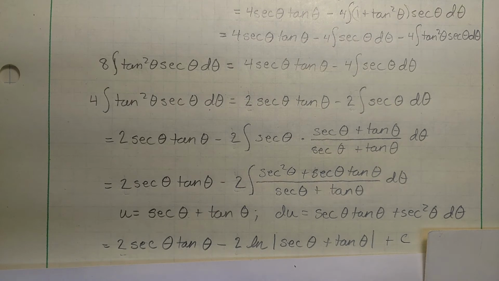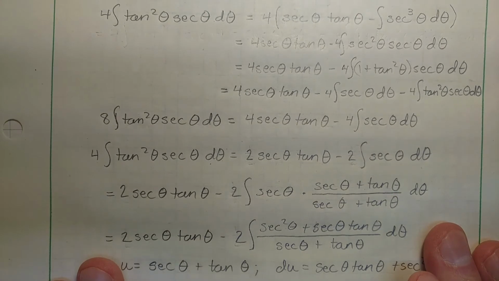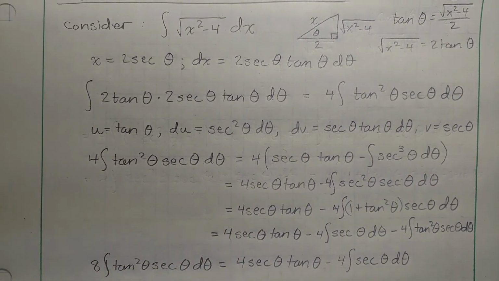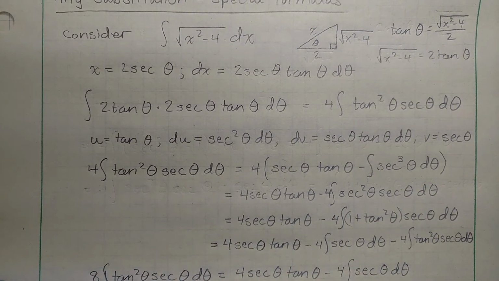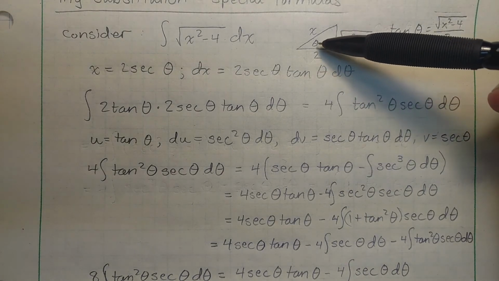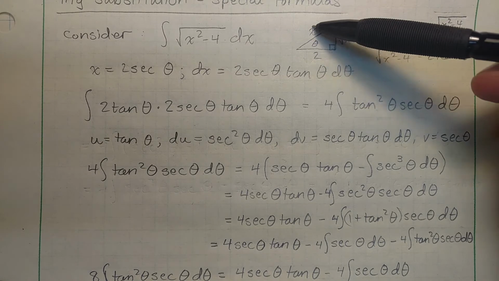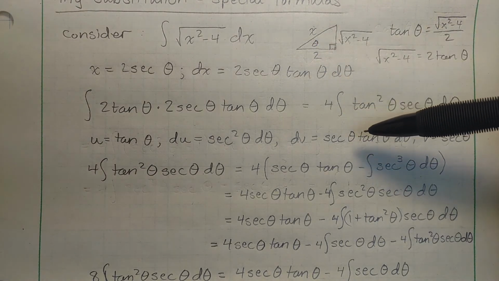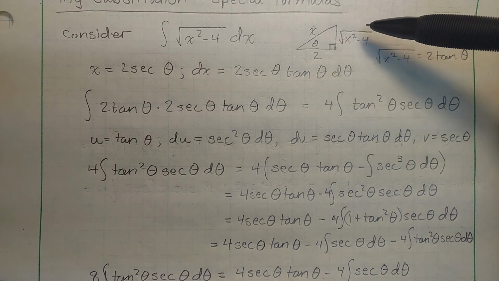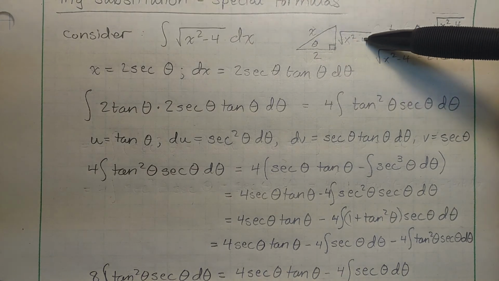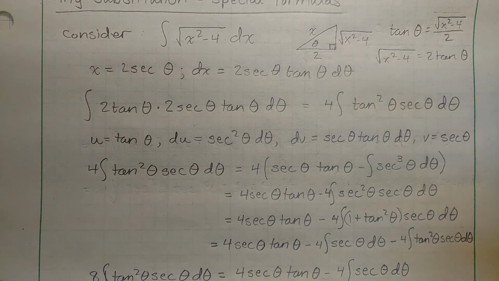So I've got to go back to my triangle and see if I can re-express the secant of theta and the tangent of theta in terms of x. So scrolling this back down so you can see the triangle, notice the secant of theta is going to be x over 2, because that's the reciprocal of cosine. And the tangent of theta is going to be the square root of x squared minus 4 over 2.